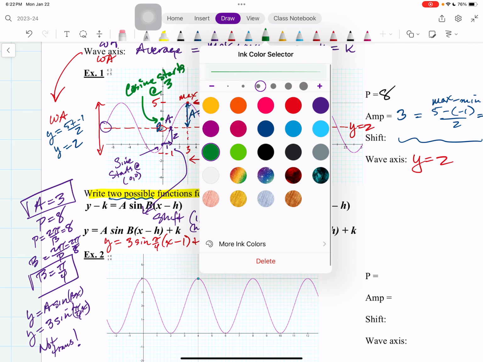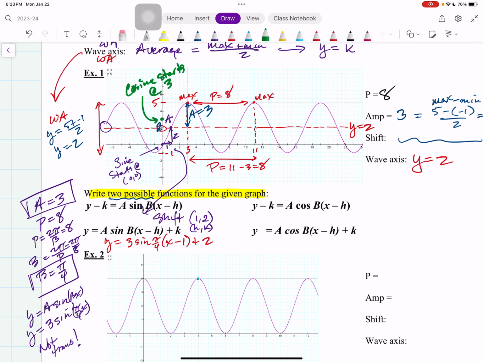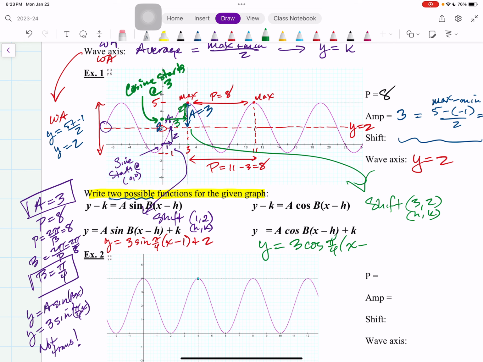So the question is how do you get from the amplitude right here on the y-axis at 3 to this maximum? And the answer is you've got to go right, and you've got to go up. You go right 3, just count 1, 2, 3, and then you go from 3 to 5, so it's up 2. So my shift for cosine is right 3 comma 2, and again this is h comma k. So my cosine function is y equals 3 times the cosine of pi fourth times x minus the h value, which is 3, and then plus k, which is 2.